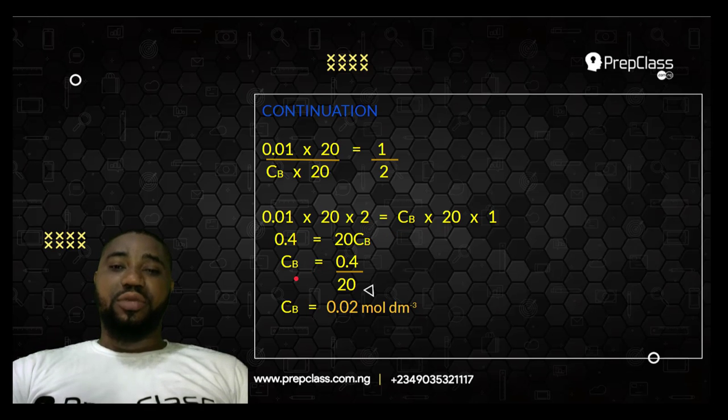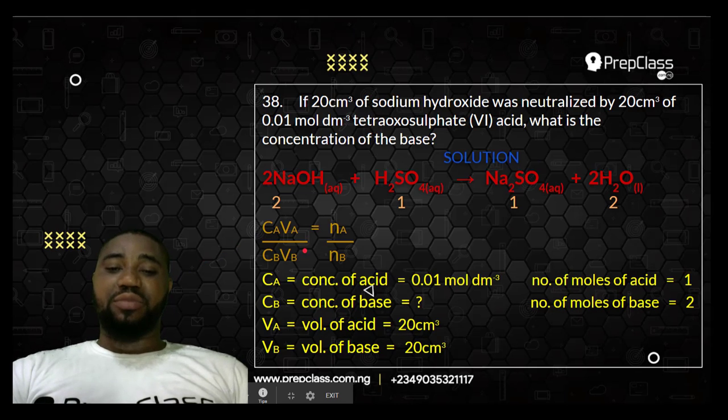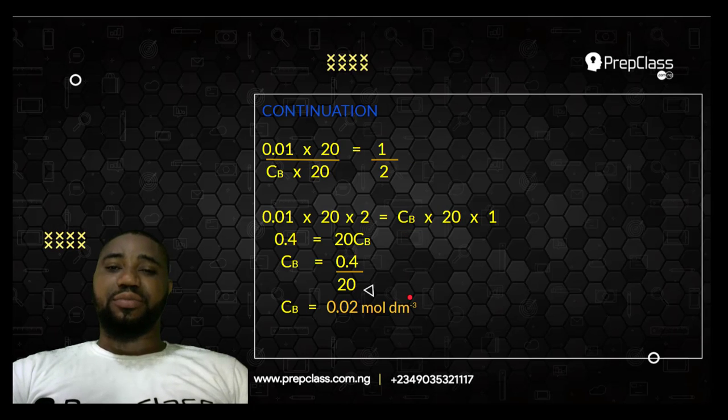So how do you get your CB? Divide both sides, right? Good. So now divide both sides by 20. CB becomes 0.4 divided by 20, and your CB becomes 0.02 moles per dm cube. It's very simple. So you just apply that CAVA over CBVB equals NA over NB. Very, very simple.